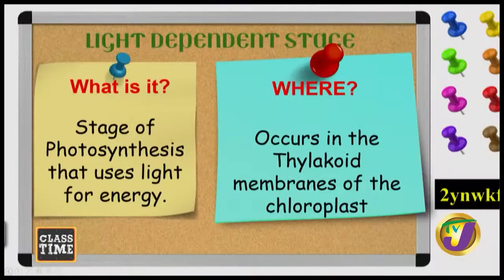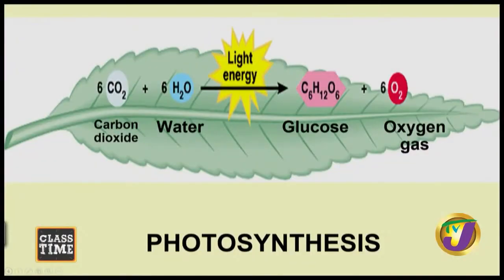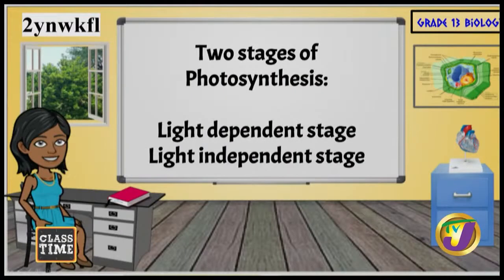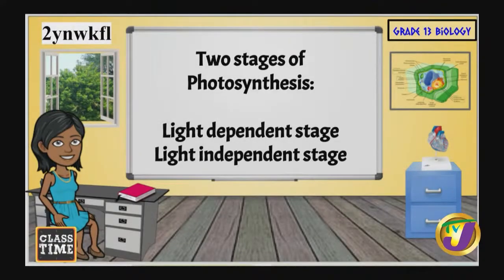Okay? So what happens is that photosynthesis is broken up into 2 different stages. It's called the light-dependent stage and the light-independent stage. Now, as the name suggests, one stage requires light. Clearly, it will be the light-dependent stage because it depends on light. And the other stage does not require light. Okay? It is the light-independent stage. Today, we are going to be focusing on the light-dependent stage of photosynthesis.